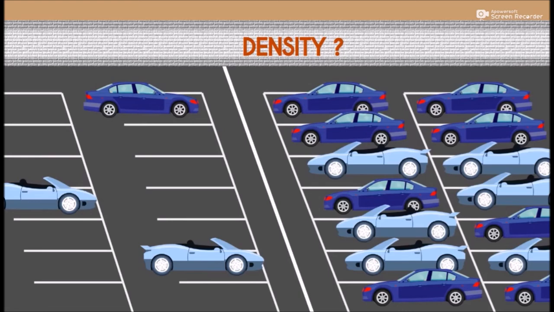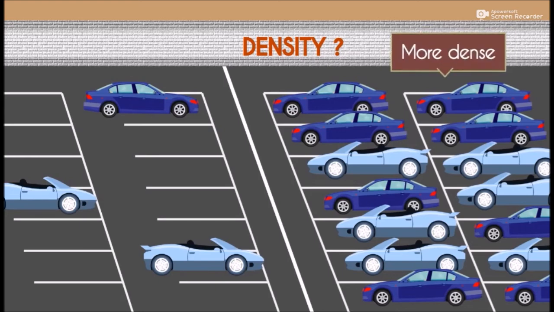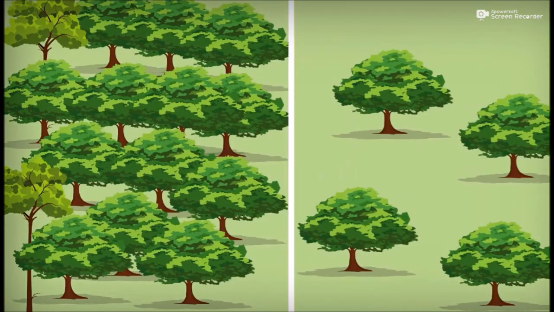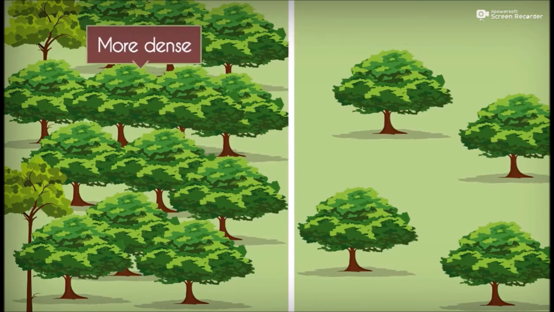But what is density? Look at these two parking lots of the same size. One has 3 cars and the other has many cars. Which one is more dense? This one, correct? Yes. Now look at these two forests. Which one is more dense with trees? Clearly, it's this one. So, in the same amount of space, if there are more things, we say that they are denser.